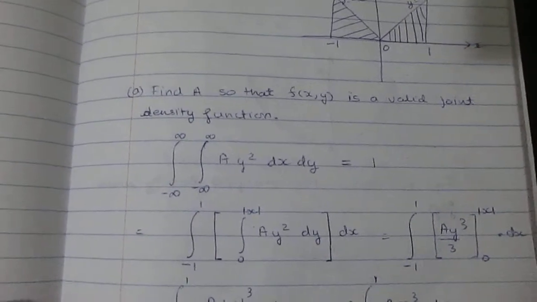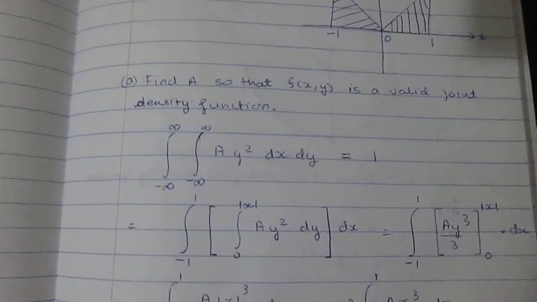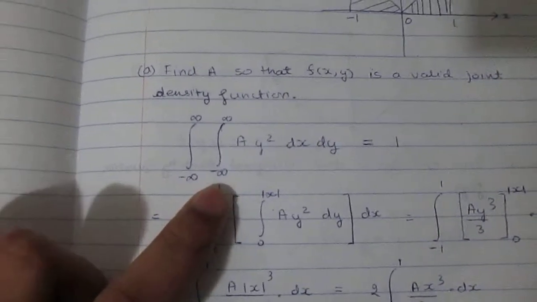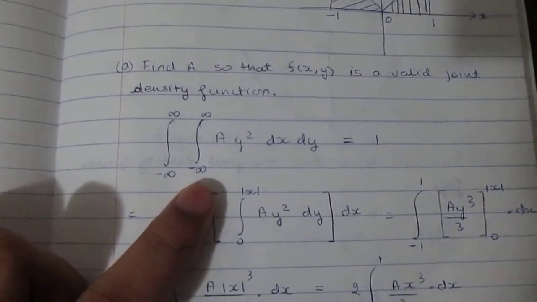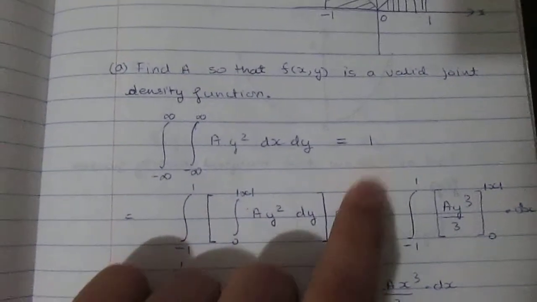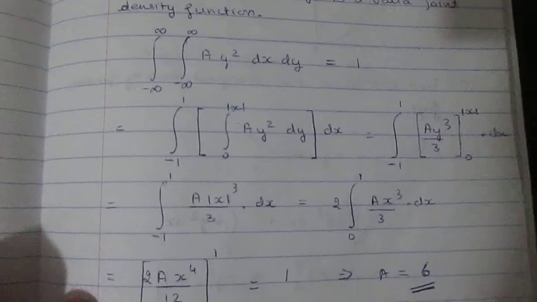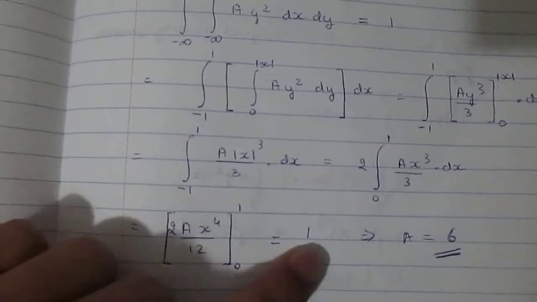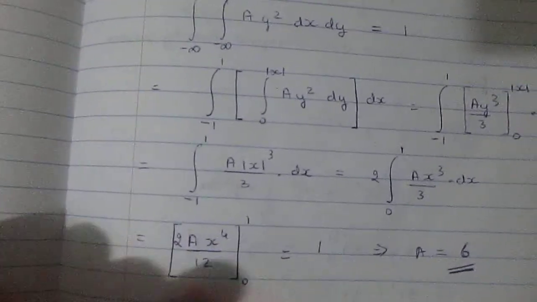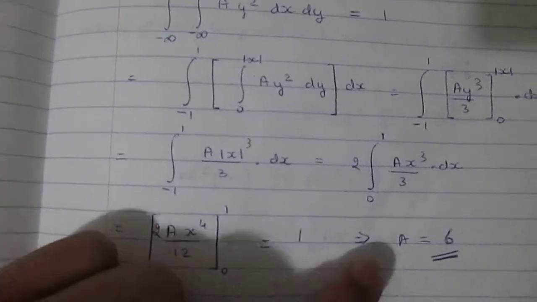Assuming that f(x, y) is a valid joint density function, that means we have to double integrate it on the x-axis and y-axis from minus infinity to infinity, and obviously the area is 1. So once we integrate it, we get something like this, and we know the area is 1, so taking 6 to the other side, we get a = 6.